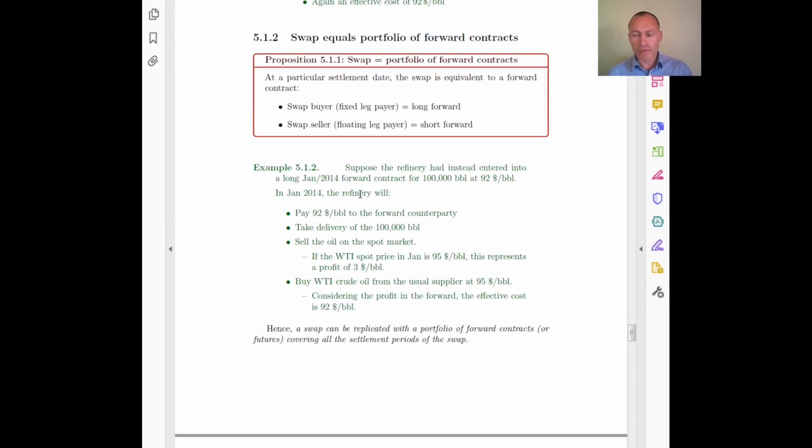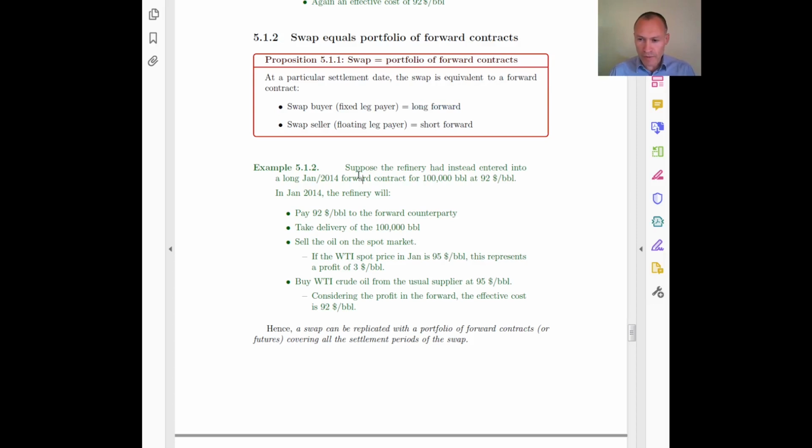One important result is that the swap equals a portfolio of forward contracts. What we are saying here is that having a swap is just the same thing as doing a bunch of different trades with forward contracts. If we are on the side of the swap buyer, paying the fixed leg, we get exactly the same payoff in each month, like in the previous example, as if we had a long forward for each one of those months.